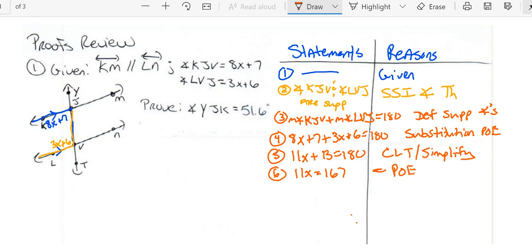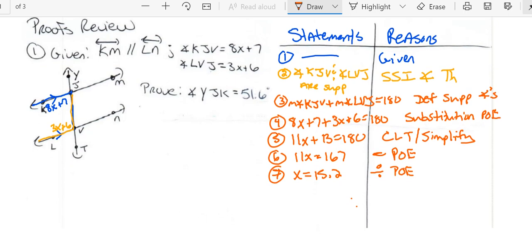Oops, don't need to write that. Next step, we're going to divide by 11. And we'll get x equals 15.2. It's 15.18, but again, we'll round that to 15.2, the nearest tenth. That's the division property of equality.